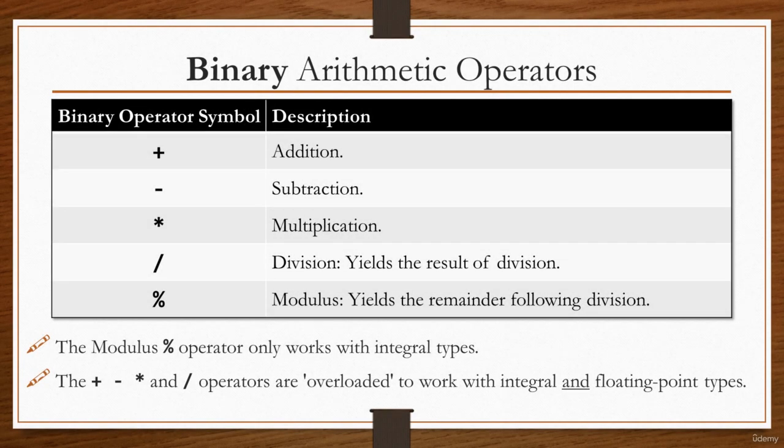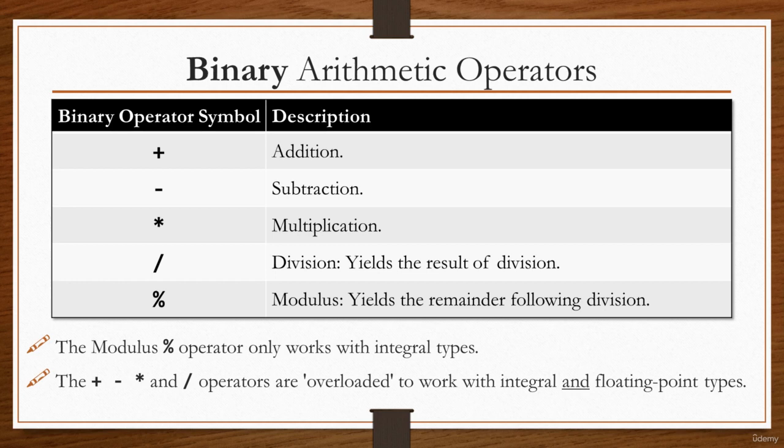Next we have the binary arithmetic operators, and in the table here you can see that we have plus for addition, minus for subtraction, and we use the asterisk instead of x for multiplication, similar to how you would do it in Excel, for example. Then the / for division, and that operator will yield the result of division. Then you also have the modulus operator, which will yield the remainder following division.